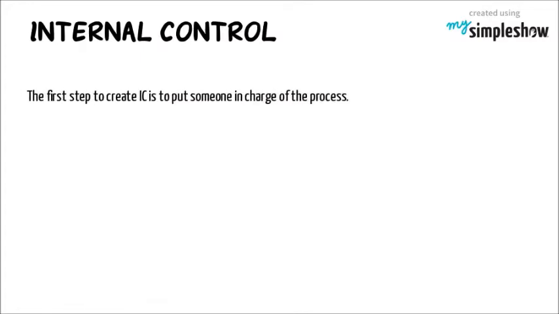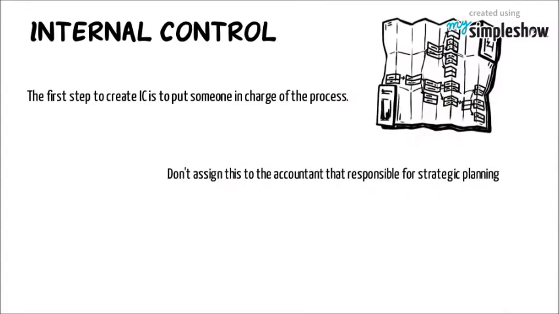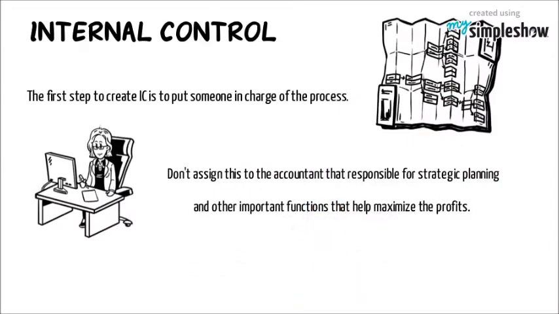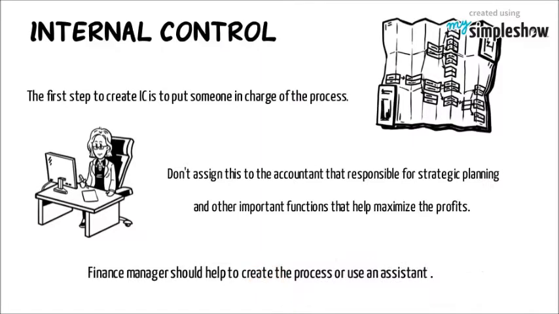Internal control. The first step in creating internal controls for purchasing is to put someone in charge of the process. Then, do not automatically assign this to the accountant if that person is responsible for strategic planning and other important functions that help maximize the profits. Also, the finance manager should help to create the process or use an assistant to manage the program.